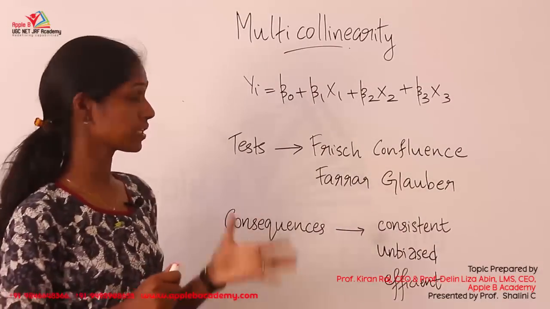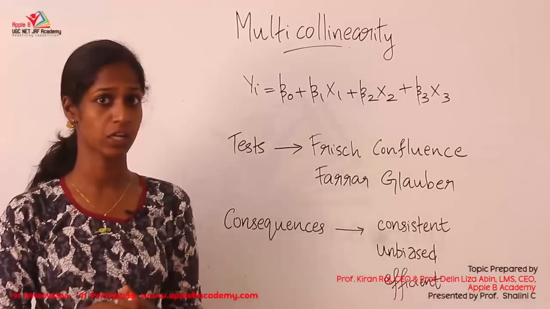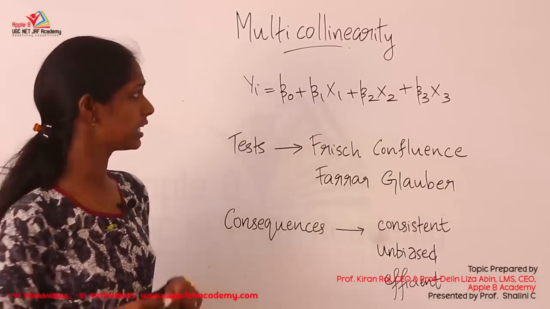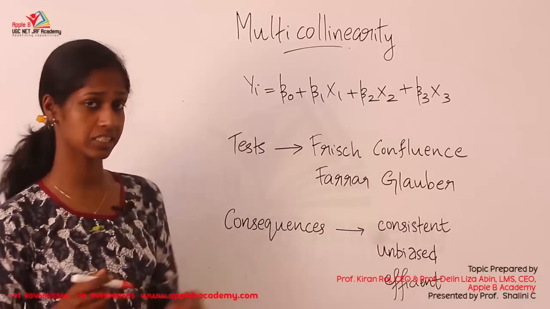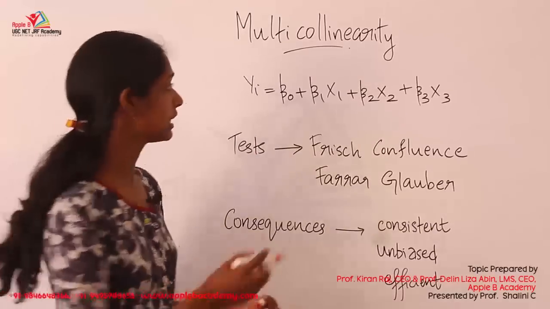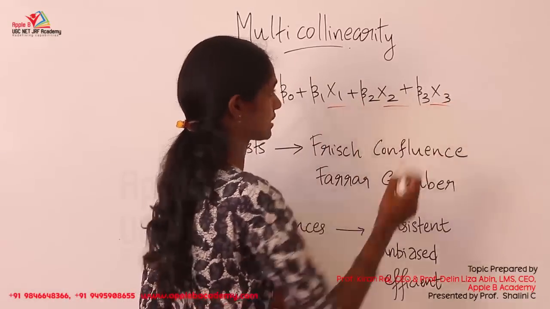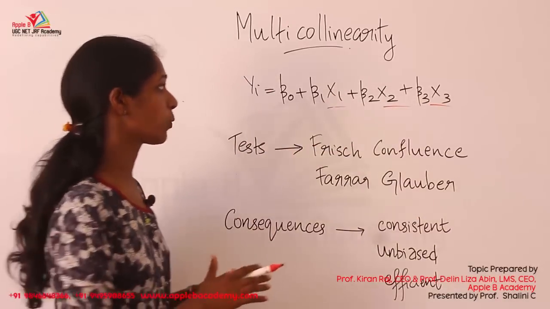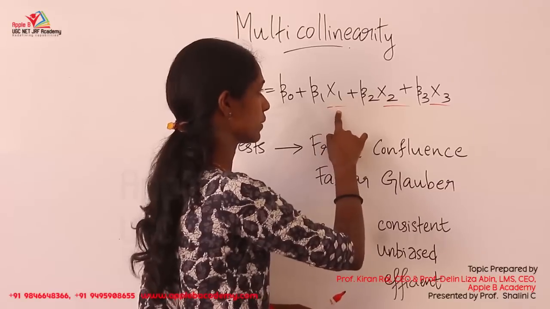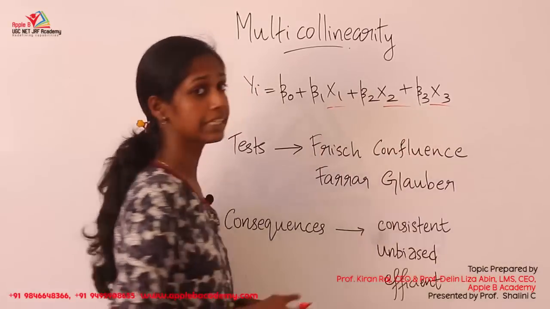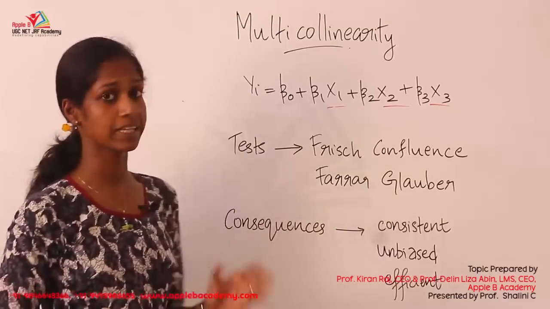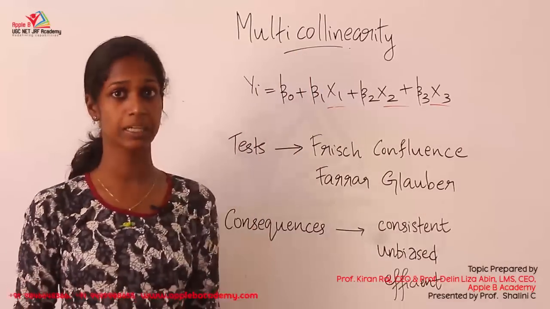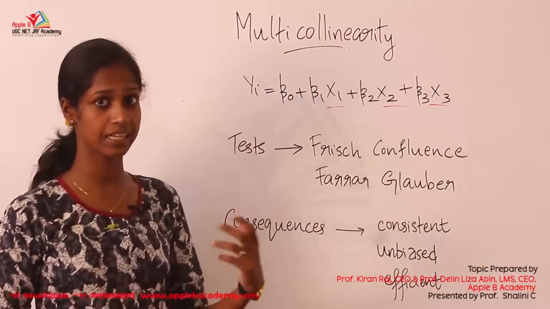The classical linear regression model assumes that there is no multicollinearity between the variables. So what do you mean by multicollinearity? Multicollinearity is when there is interrelationship or correlation between the explanatory variables. x1, x2, x3 are the explanatory variables in this multivariable regression model. When there exists correlation between the independent variables, it is said to be multicollinear. Usually we assume there is no multicollinearity, but the exception is when there exists multicollinearity between the variables in the model.